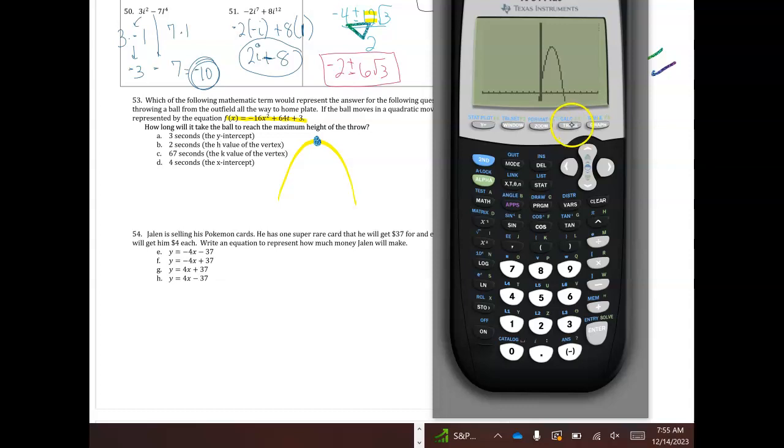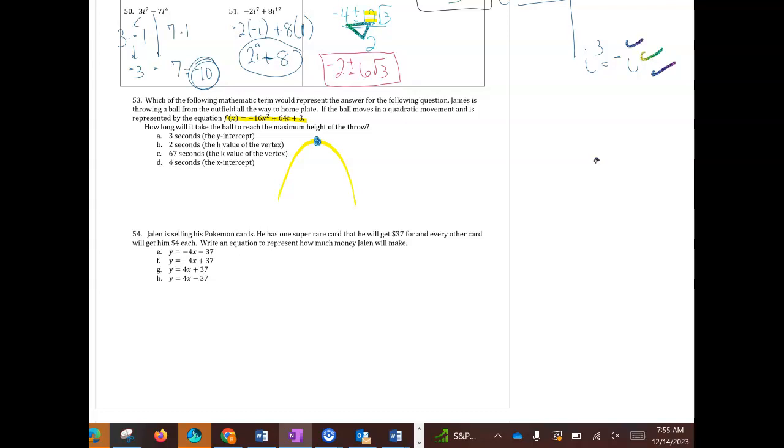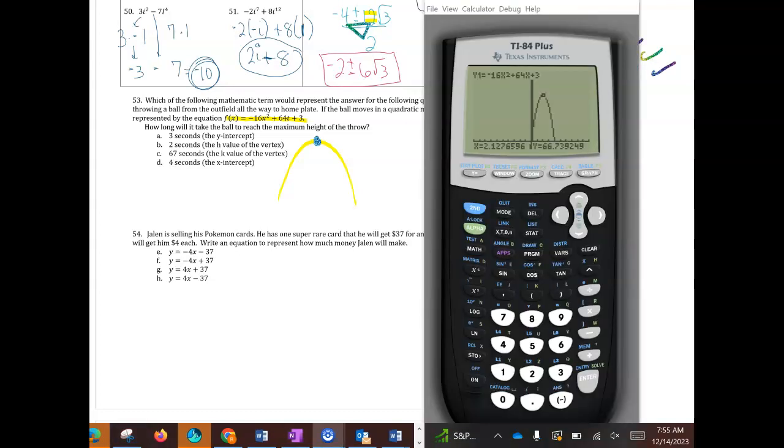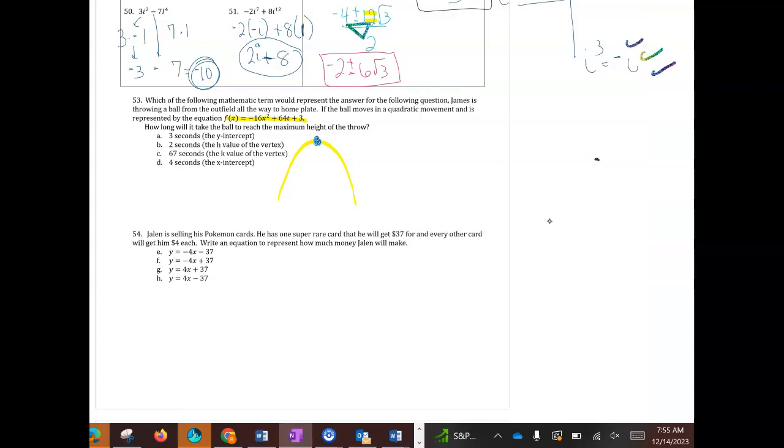All right, and then if you just use this trace button, we're just trying to see which answer is the closest. So hold on. All right, so I just used the trace button and I got close to the top, and I have to choose between 2 seconds and 3 seconds. So if I just kind of move back and forth, this is probably 2 seconds. And there is my answer.